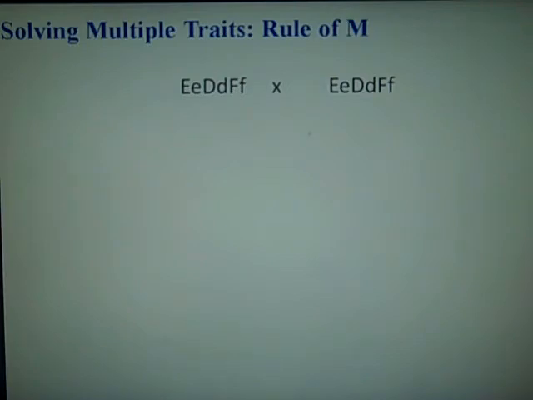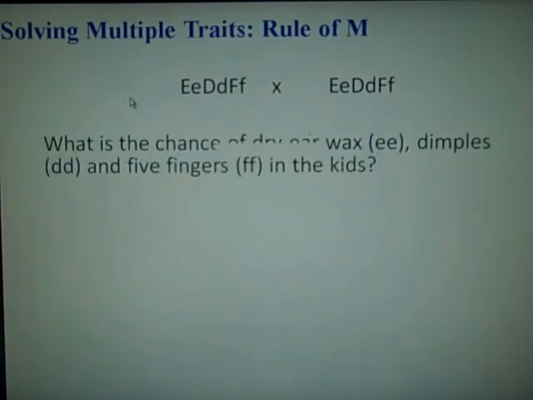If we've got a multiple trait problem like this to solve, it's a big headache to make a huge Punnett square, so remember the rule of multiplication. So let's say we're crossing two organisms that are trihybrids, and we want to know what's the chance of dry earwax, which is recessive, dimples, which is recessive, and 5 fingers in the kids. Well, we can just solve one trait at a time.